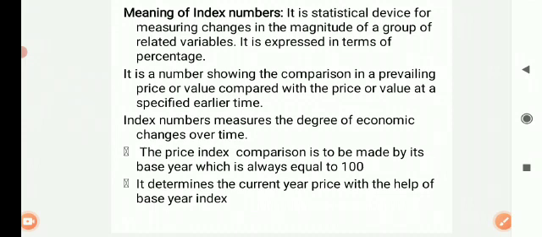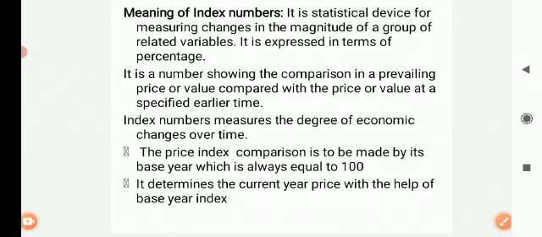Index numbers measure the degree of economic changes over time. It means that with the help of the earlier prices and current year prices, we are able to understand the rate of economic growth, the degree of economic development of the country over a period of time. Suppose, for example, 20 years before, what was the price of a particular commodity and what is the price of the same product at present. With the help of this, we can understand the rate of economic growth of the country.